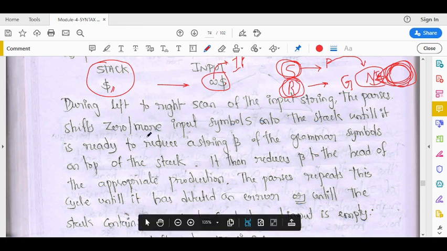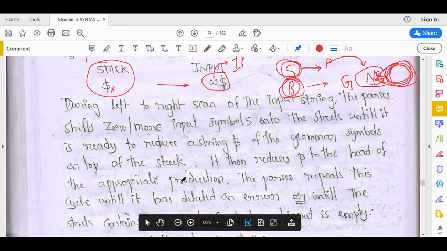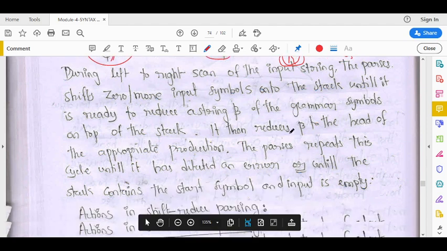So here the symbols are on the stack until it is ready to reduce the string beta of the grammar symbols on top of the stack. It then reduces beta to the head of the appropriate production. The parser repeats this cycle until it has detected an error or accepted the input.